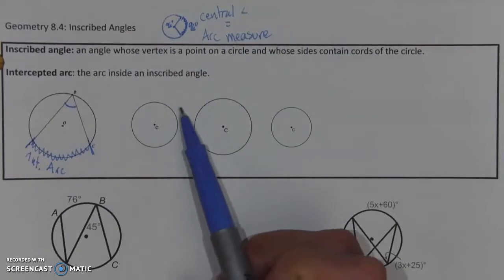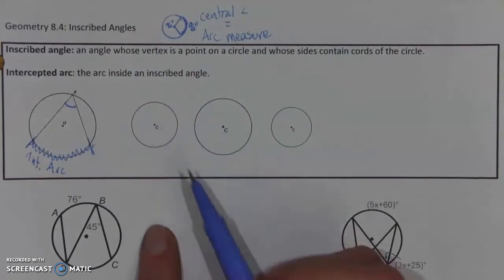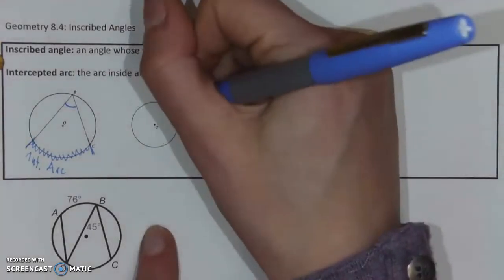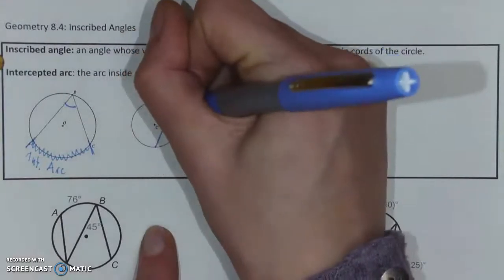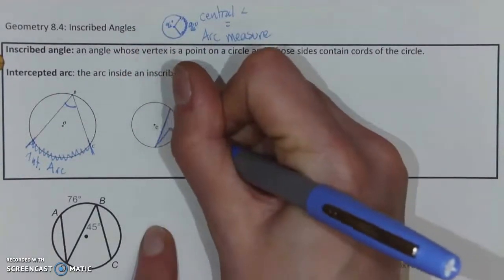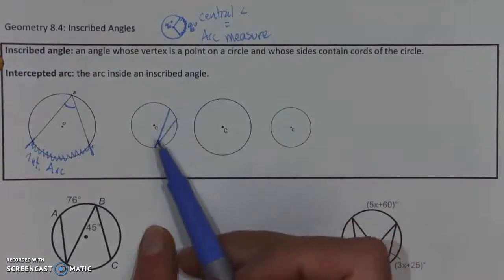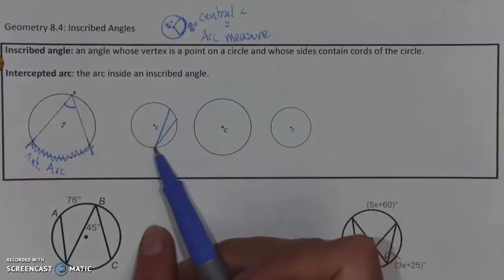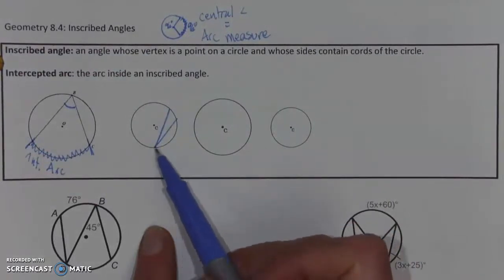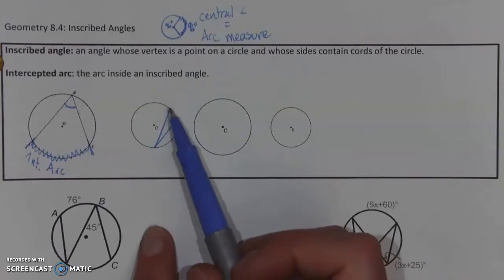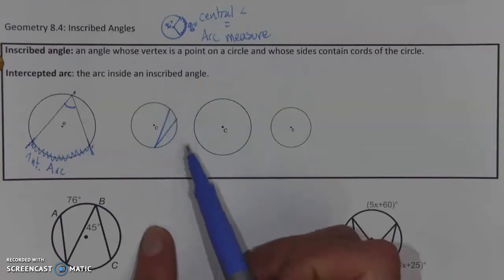Now, of course, these are going to look different in different circles and with different drawings. We can have ones that are very long and narrow, like that. This is still an inscribed angle down over here since its vertex is on the circle, and its intercepted arc is small and over to the side here.